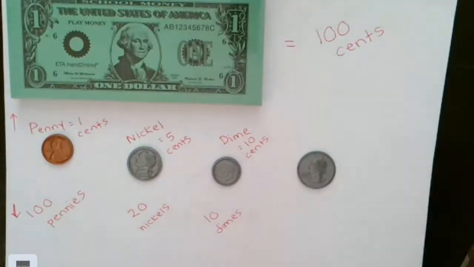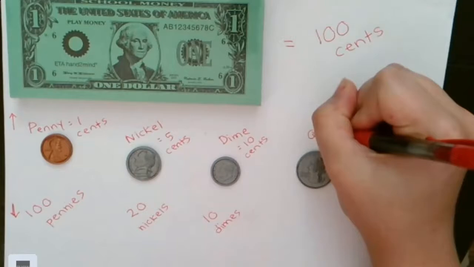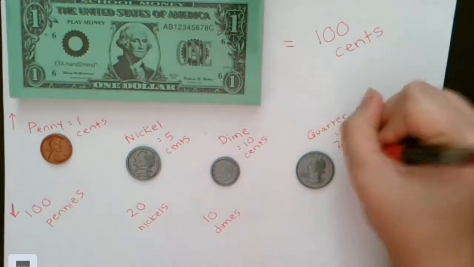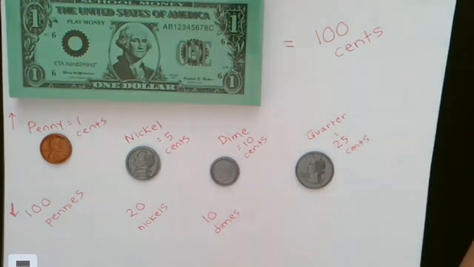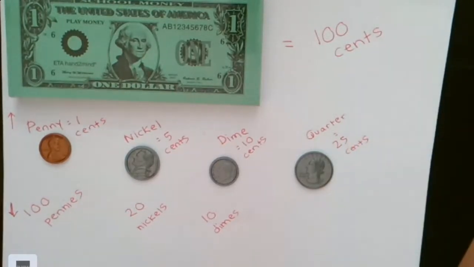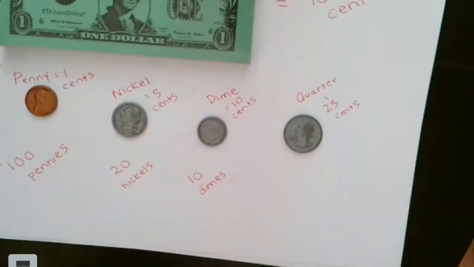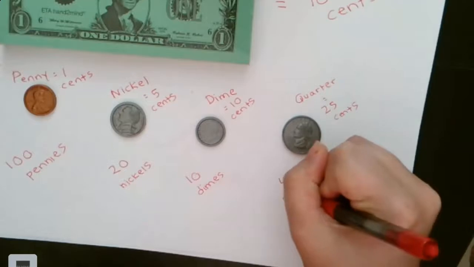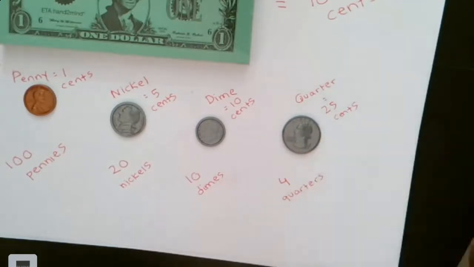And our last coin, Mr. George Washington, our quarter, which equals 25 cents. Now this one you might need to draw out your tens and ones, but a little hint, a quarter means out of 4 pieces. So it's 1 piece out of 4 total. So that means that it takes 4 quarters to equal a whole, or to equal 100 cents.